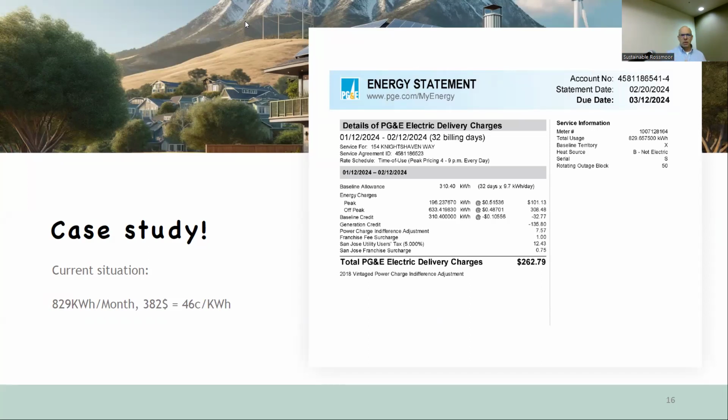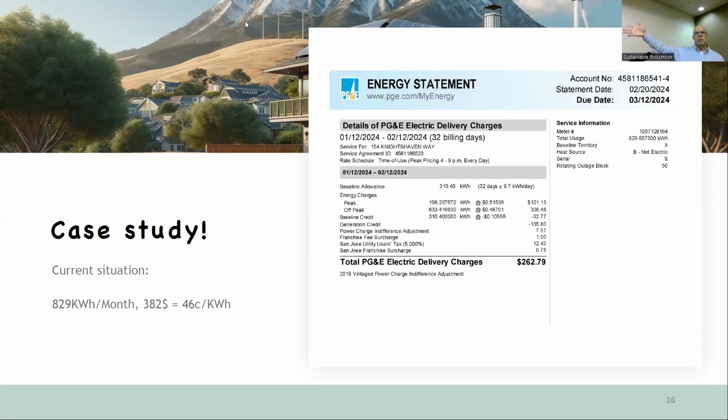His bill is $380. On this bill you can see $260 because this is only the PG&E bill. There is another page down with what they call AVA, we call MCE probably, the Community Clean Energy Aggregator. And together he was paying $380, and I calculated off his bill 46 cents per kilowatt hour.